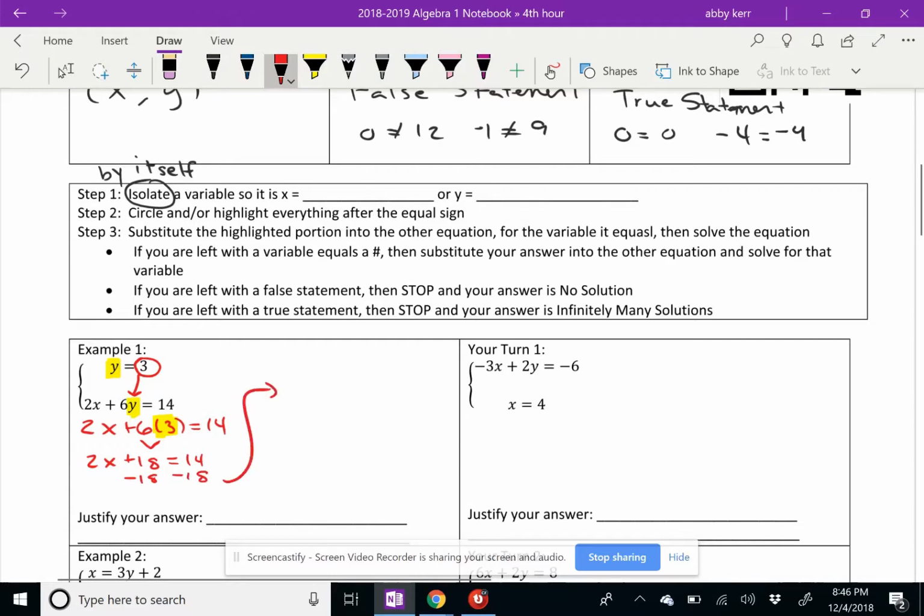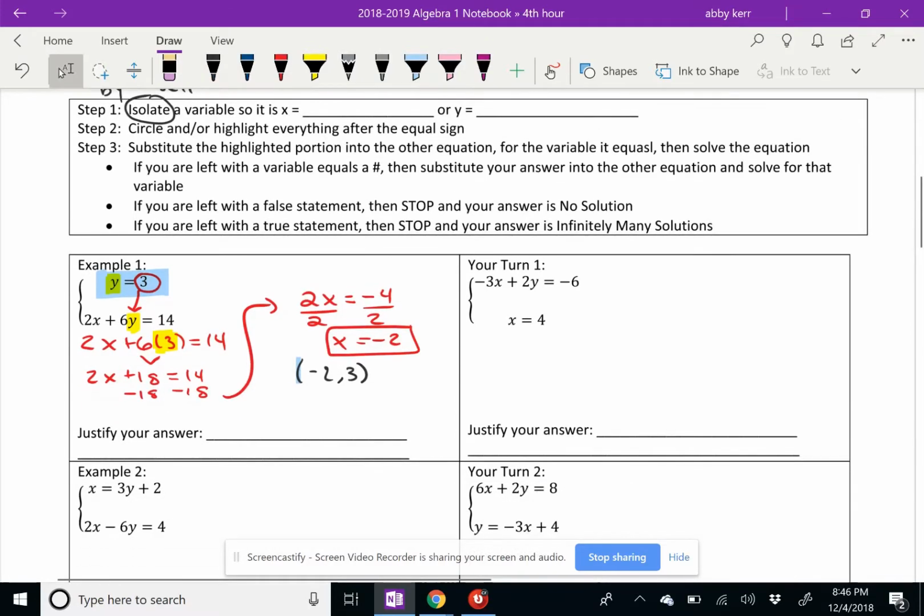I ran out of room, so I'm just going to write it up here. 2x equals -4. Divide by 2. You're going to get x equals -2. Now what you usually do, you're going to plug that back into an equation. However, in this case, we already have y equals a number, so that's actually going to be our y. So then we have -2, 3. Since we got an ordered pair, it's one solution.